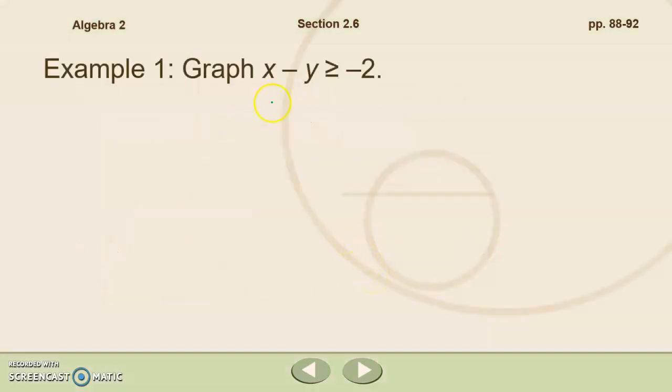Let's take a look at this example. Let's graph x minus y is greater than or equal to negative 2. First, we're going to put this in slope-intercept form, the same as we have been doing for the previous 5 lessons so far.